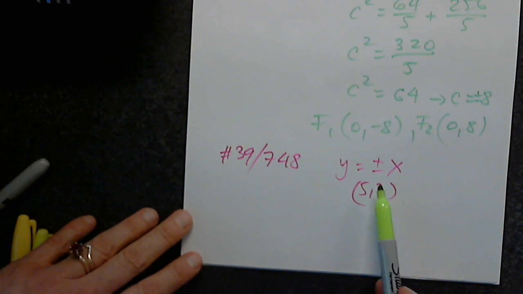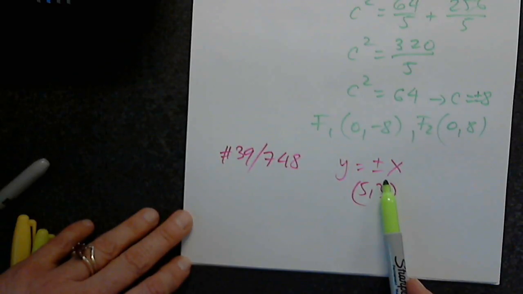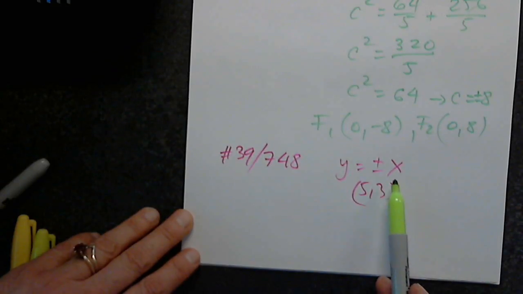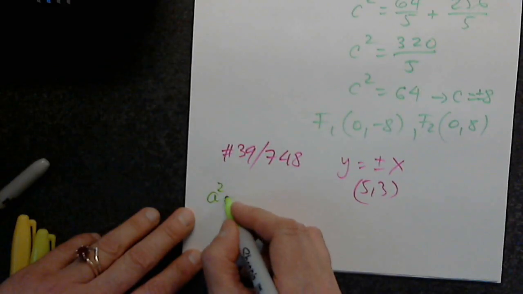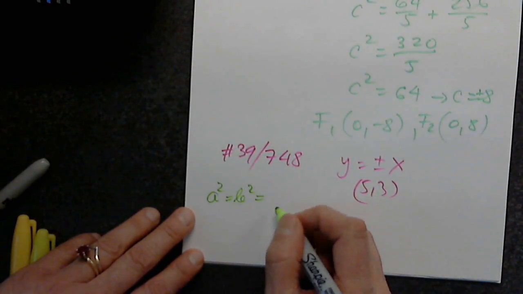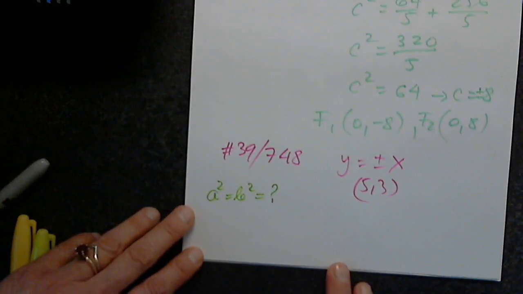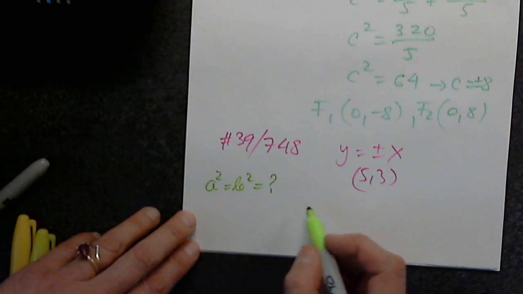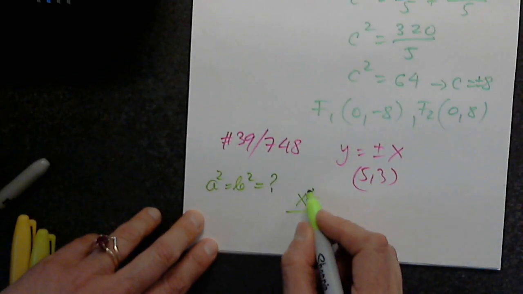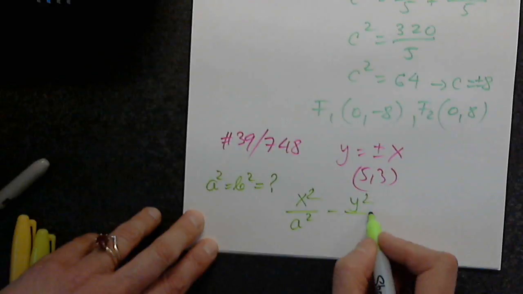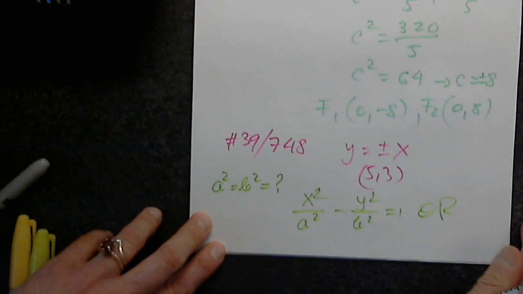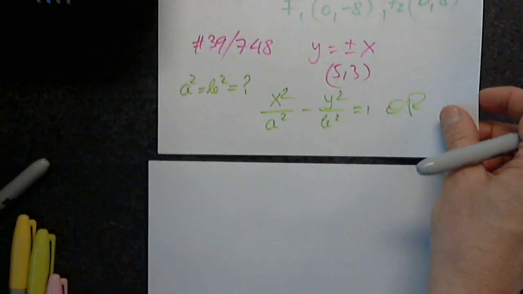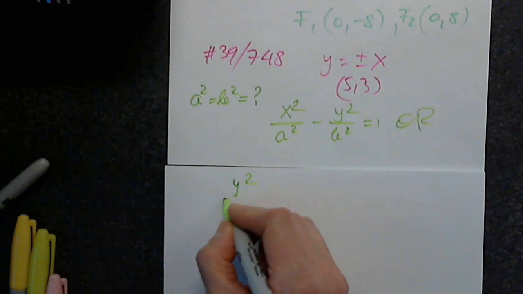So I don't have any indication about whether it's on the x-axis or on the y-axis. I only know that a squared and b squared are the same. They're equal, and I do not have what they're equal to. Also, the hyperbola can be like this, or can be like this.